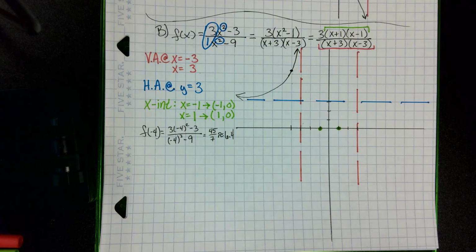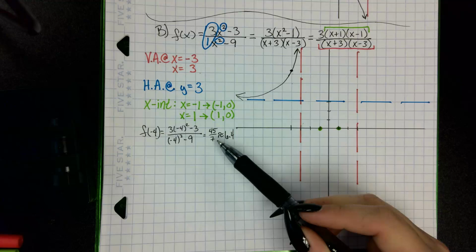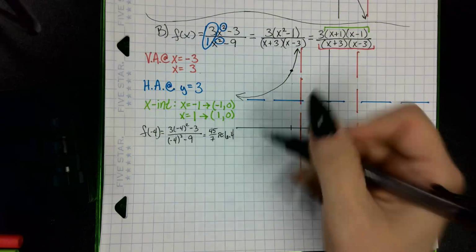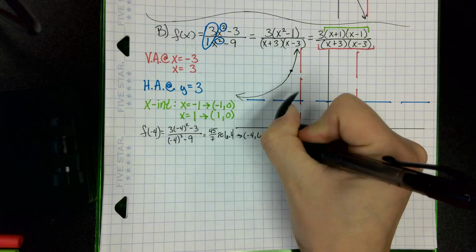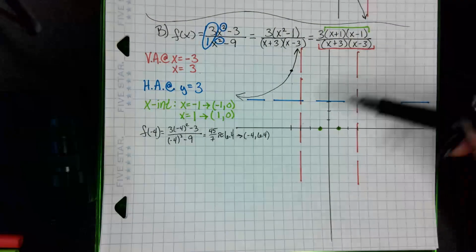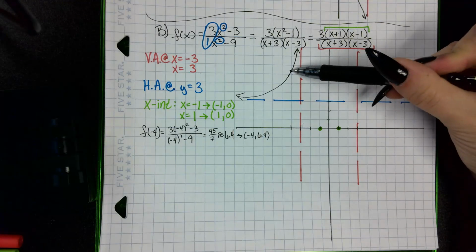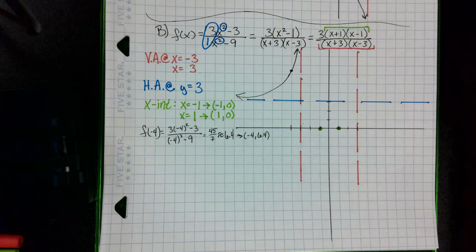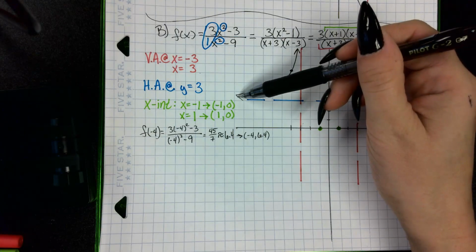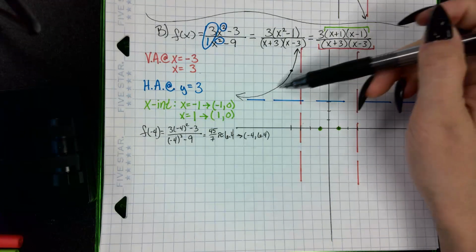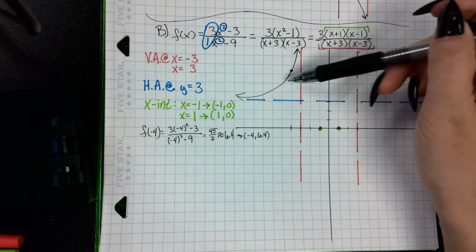So I drew the line? 45 over 7. Okay, well, 45 divided by 7 is about 6.4. So this gave me the point negative 4, 6.4. And since I know this is a rational function, the graph is going to approach the asymptote for the end behavior to the left. And then as I move to the right, it's going up towards infinity.